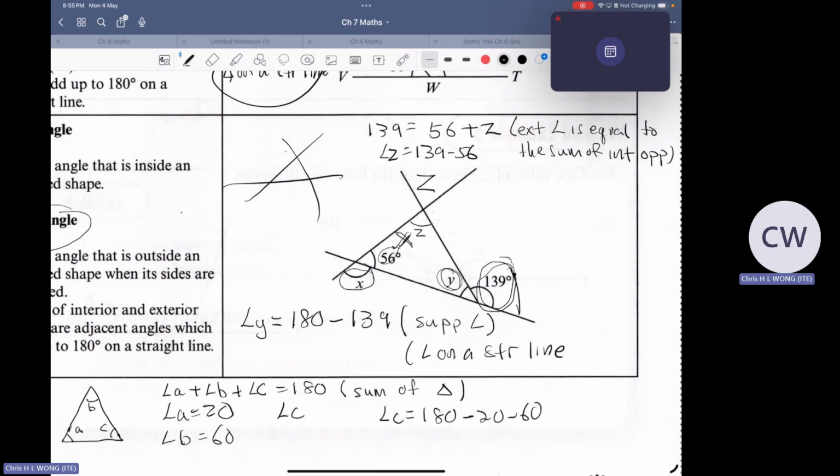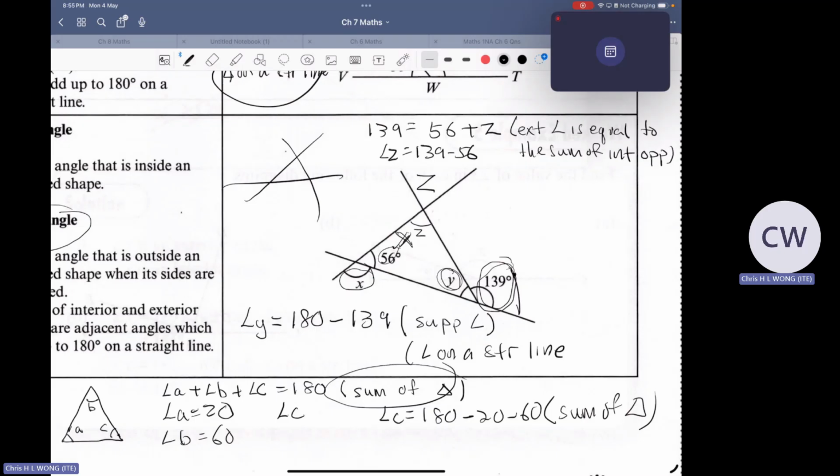But why do you use 180? You must tell them, because you know this rule already: because of sum of triangle. You must use the correct reason when you are calculating. Why do you use this? You must use the correct reason.